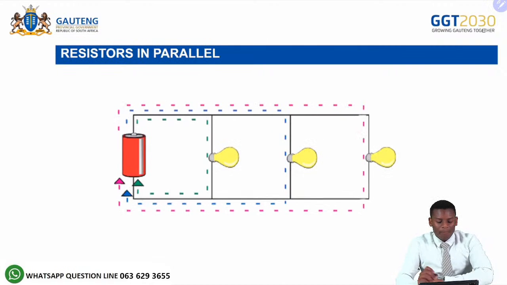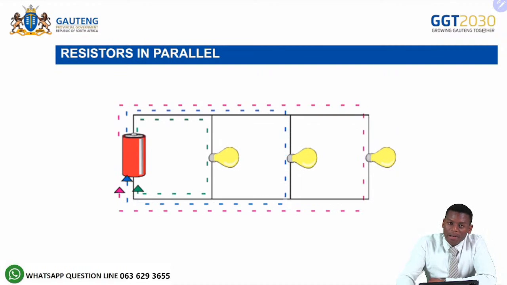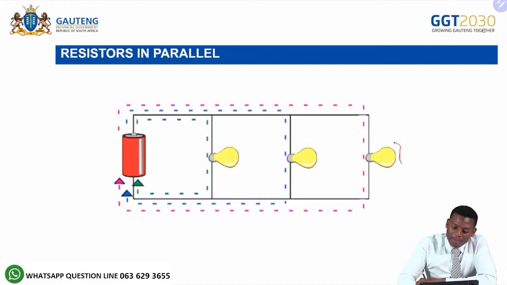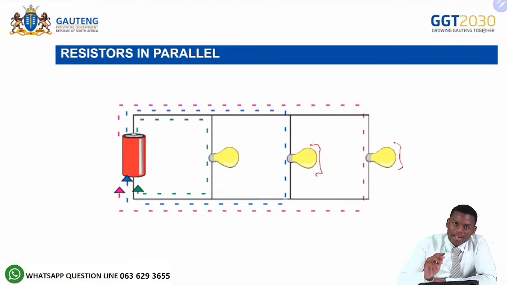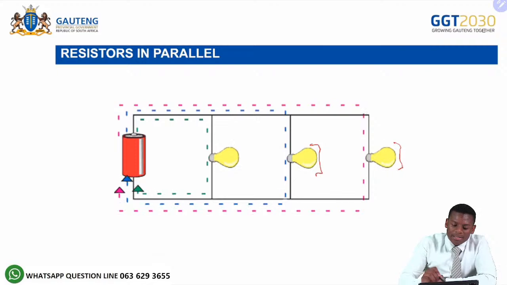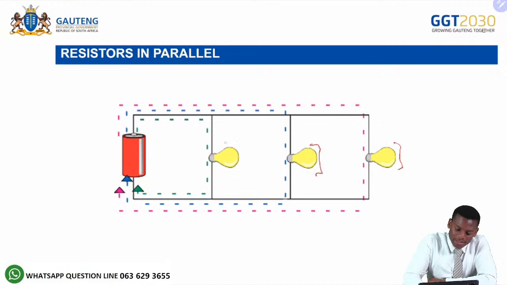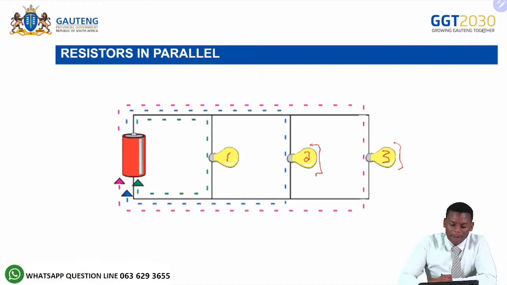Here's another example. We have our cell, we have 3 bulbs. Our bulbs here, remember I said they act as what? They act as resistors. And then the arrows and the line that are circulating, that's current flowing. Let's label our bulbs. We'll say light bulb 1, light bulb 2, and light bulb 3.